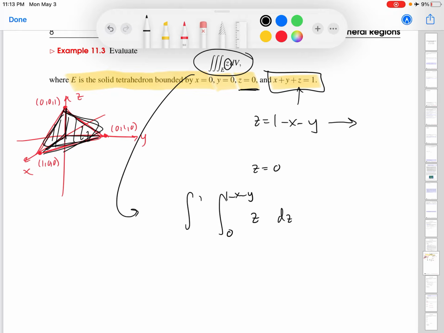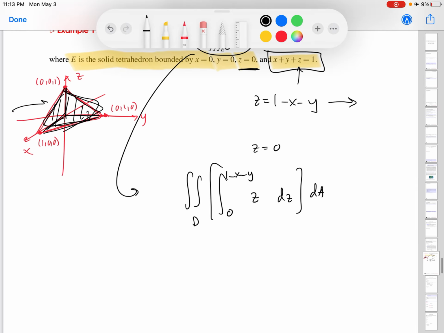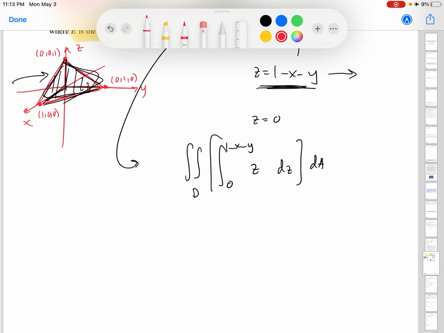Great. And then I am left doing a double integral over the planar region that this plane projects down to. So let's draw that. What is the planar region that it projects down to? Well, it's kind of embedded in here. It's this line y equals 1 minus x that we had gotten, going from y equals 1 all the way down to y equals 0 at x equals 1.